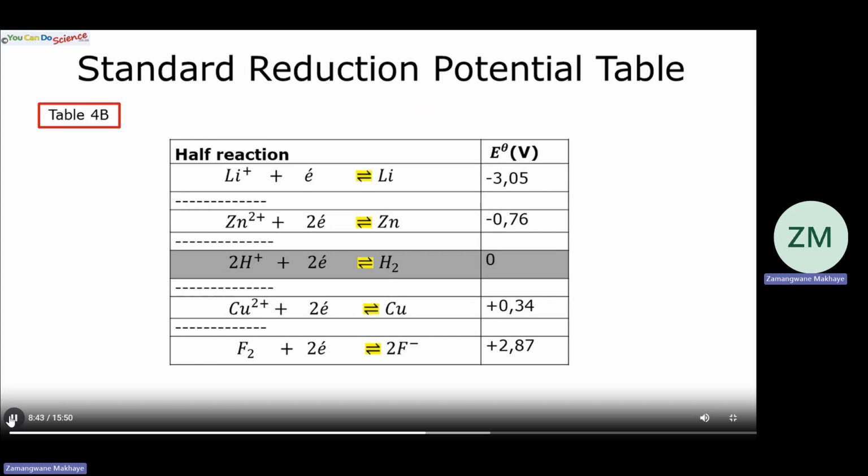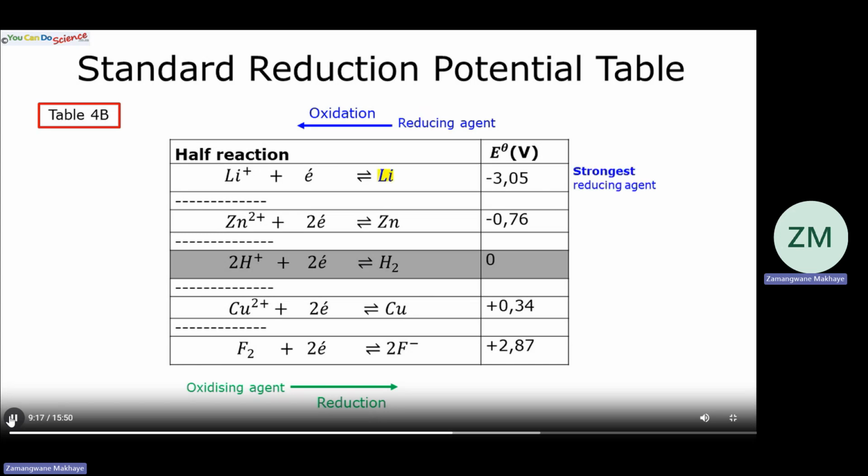The reactions on the table are written as reversible reactions. If the reaction is read from left to right, it is a reduction reaction, because electrons are taken up. What is on the left, therefore, is the oxidizing agent. If the reaction is read from right to left, it is an oxidation reaction, because electrons are given off. And the substances on the right, therefore, are reducing agents.